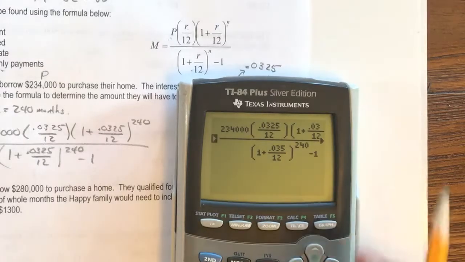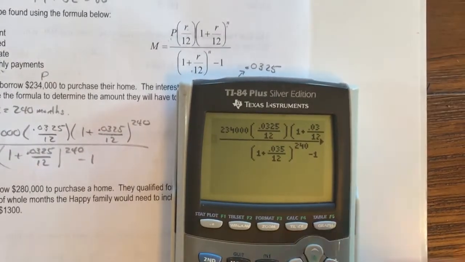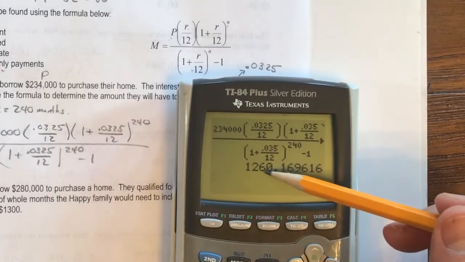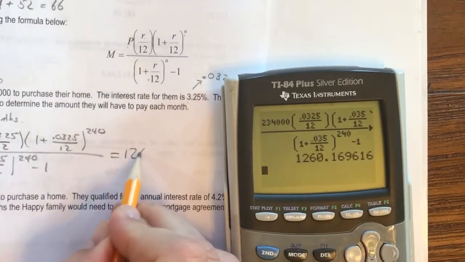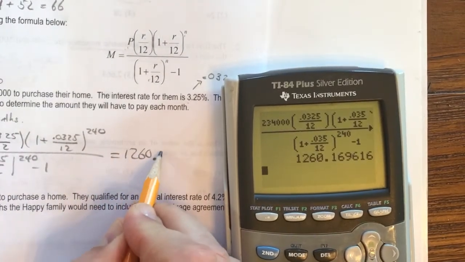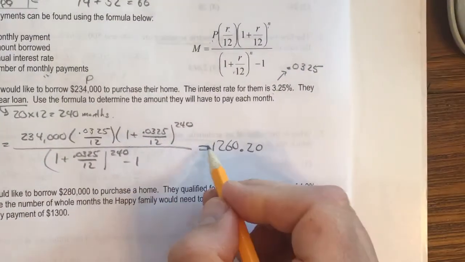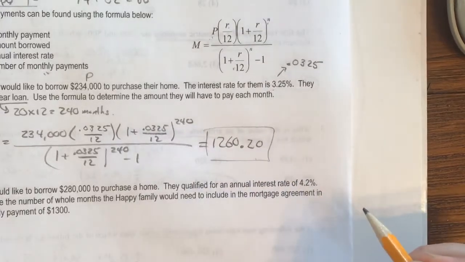All right, so I typed it all in. Okay, take my word for it. I put it all into the calculator. It was a lot of typing, and I knew I didn't want to sit here and waste time doing that. So there's my total, just a big calculation. So the monthly payment for this mortgage would be $1,260.20 every month for 20 years. Every month for 20 years to pay for this house.